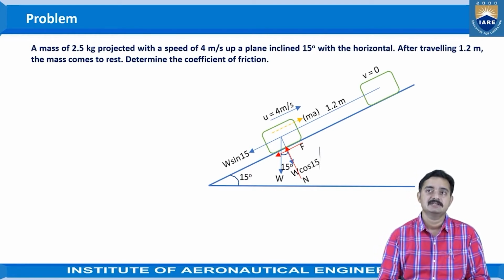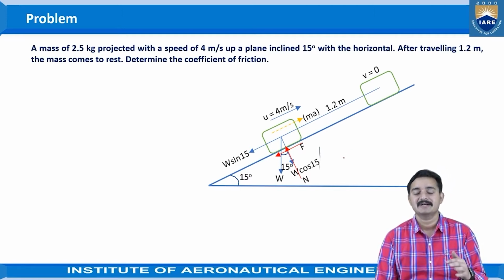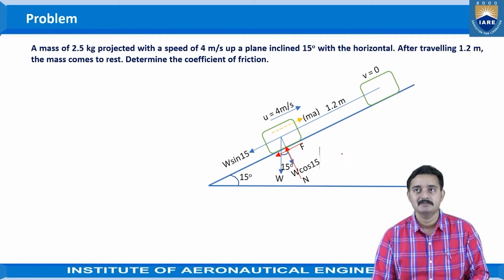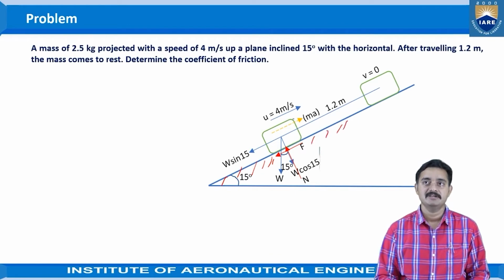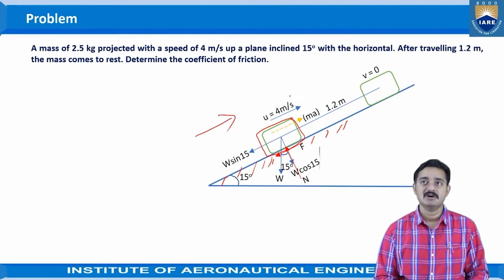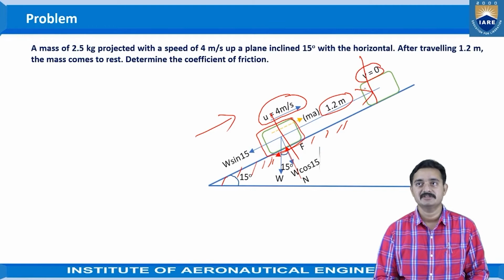Okay, so this is the figure. The figure is not given in the problem, but according to the details that are given in the problem, we have drawn the figure here. Here, there is an inclined plane on which the object is being pushed up, or projected, with an initial velocity of 4 meters per second. After traveling 1.2 meters, from here to here, it has come to rest. That means the final velocity of the block is V equal to 0.